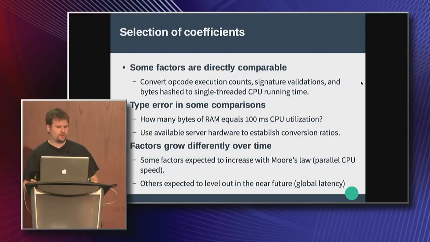But how many bytes of RAM equals 100 milliseconds of CPU utilization? Well, that's a little bit more variable, and in fact it changes over time as computer hardware evolves at different speeds. And some of them are kind of intangible. For example, it's kind of arbitrary how you compare growth of the UTXO set size to how costly it was to validate a transaction. So there's a little bit of room for future work there in figuring out exactly how that should be combined together.